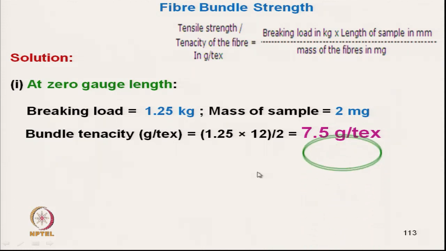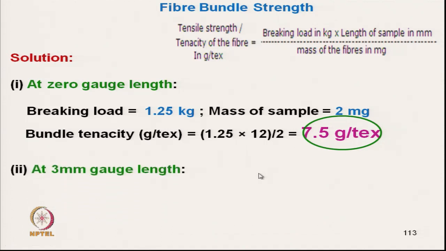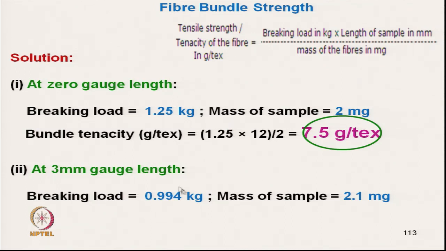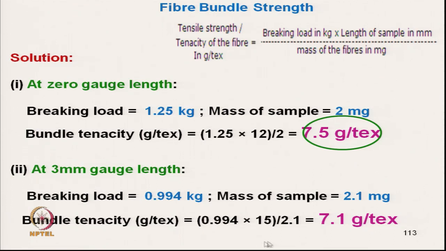This is the value, and for 3 millimeter gauge length, the breaking load is given, mass of sample is given, and for bundle tenacity, it was 12 millimeter, and here with 3 millimeter gauge length it is becoming 15, and it is coming out to be 7.1 gram per tex. So, that means we are getting a little bit lower gram per tex for the same cotton with higher gauge length.